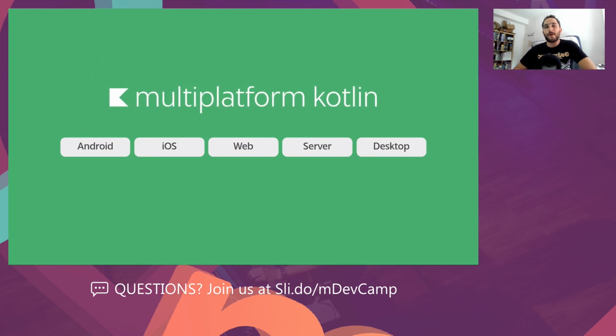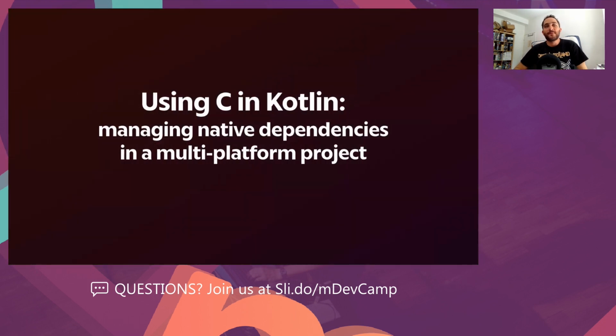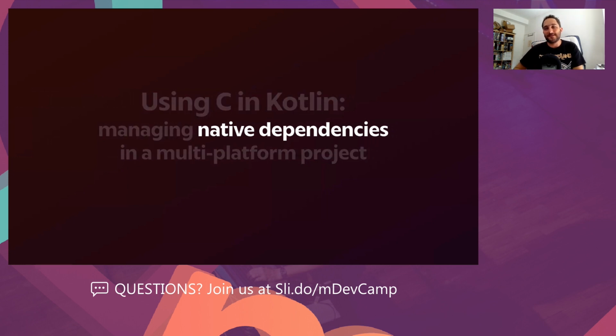We're here today to talk about multi-platform Kotlin. Multi-platform Kotlin is Kotlin on Android, which is, of course, one of its primary targets, but also on iOS, the web, servers and desktop. Let's go back to the title of this talk. First, I think I need to explain some things about this talk. The first thing I need to explain is what a native dependency is. And I might have mistitled this presentation. Maybe I should have titled it Using C in Kotlin, Managing Native Code in a Multi-Platform Project.